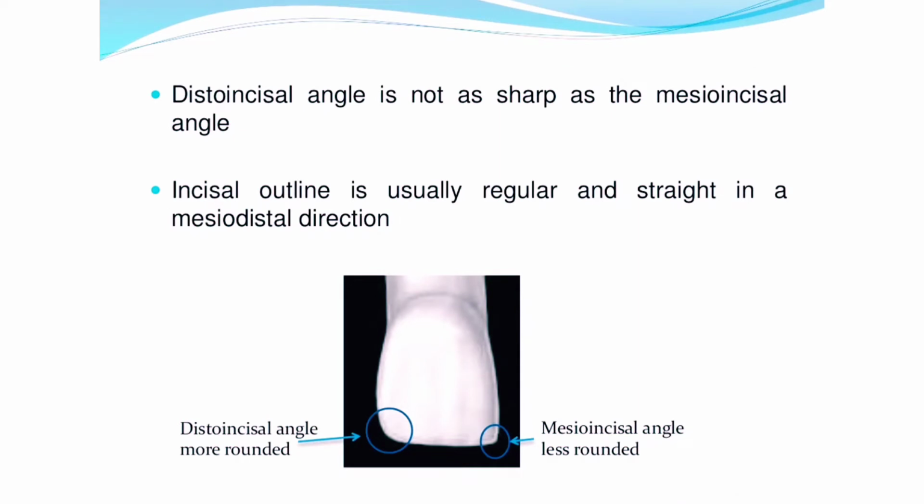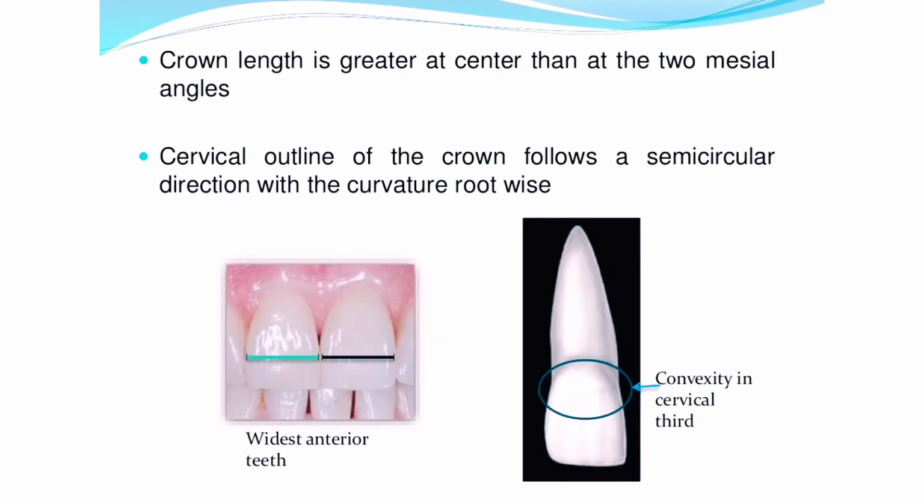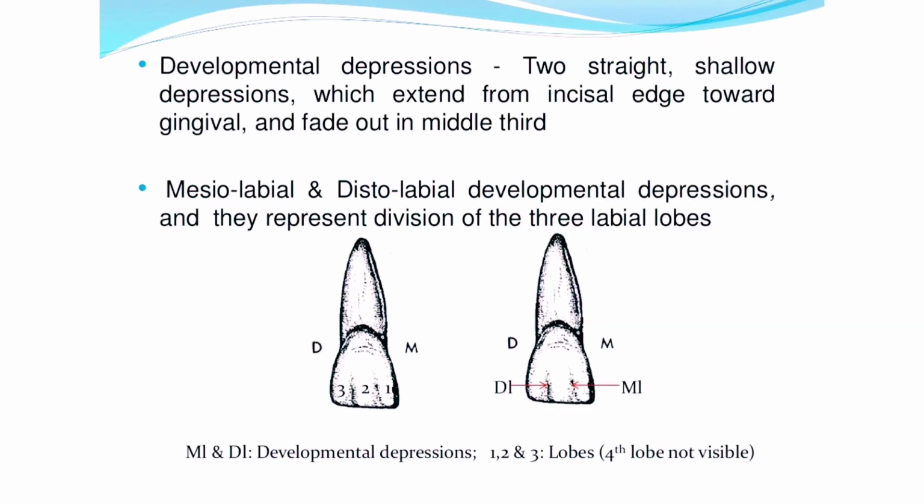The disto-incisal angle is not as sharp as the mesio-incisal angle. The incisal outline is usually regular and straight in a mesiodistal direction. Disto-incisal angle more rounded, mesio-incisal angle less rounded. Crown length is greater at the center than at the two mesial angles. The cervical outline of the crown follows a semicircular direction with the curvature root-wise widest of the anterior teeth. Convexity in the cervical third.